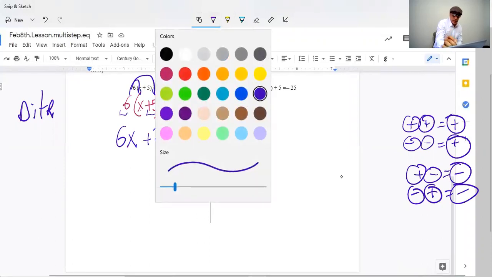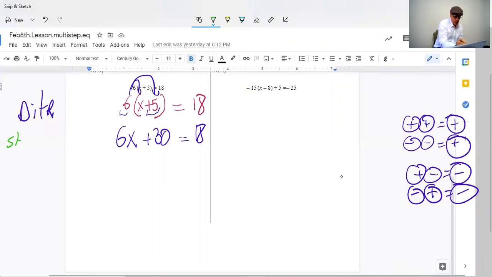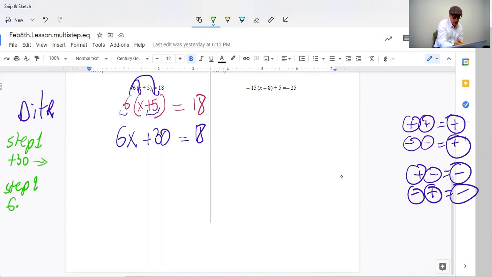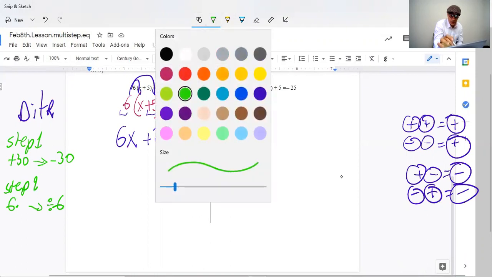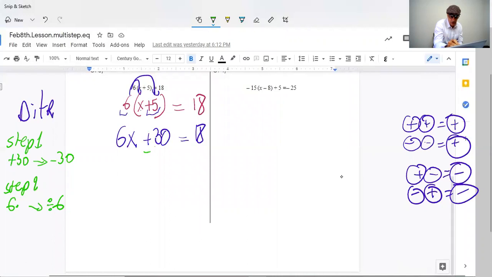Now I do my 2 steps. Step 1, what am I going to get rid of? The plus 30. Step 2, what am I going to get rid of? That's times 6. So the opposite of plus 30 is minus 30, and the opposite of times 6 is division by 6. So let's do those steps. Let's start with the plus 30. The opposite of that is minus 30.